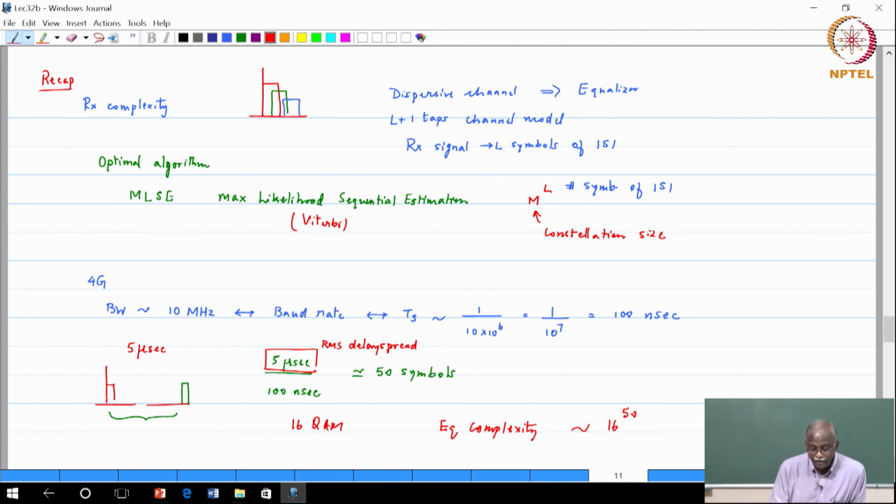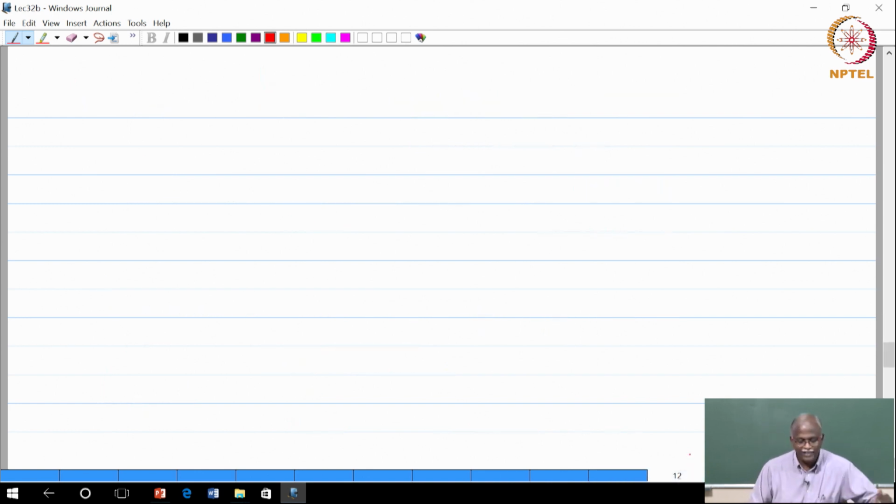That means the transmitted symbol may show up after 50 symbols have gone by. So at any given time I have an overlap of 50 symbols, which means ISI of 50 symbols, which means the complexity is going to be 16 to the power 50. Okay. Here comes the most important element.